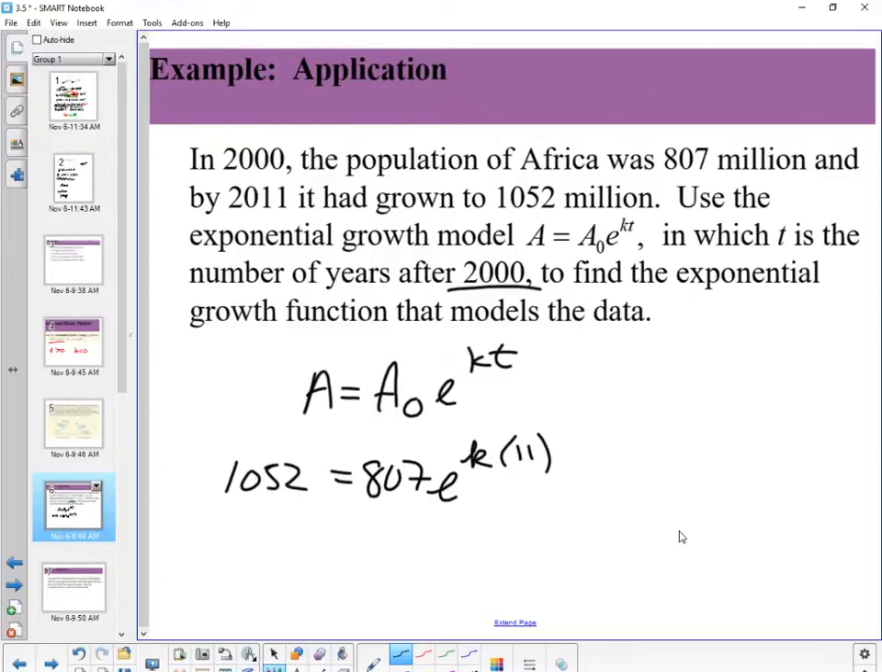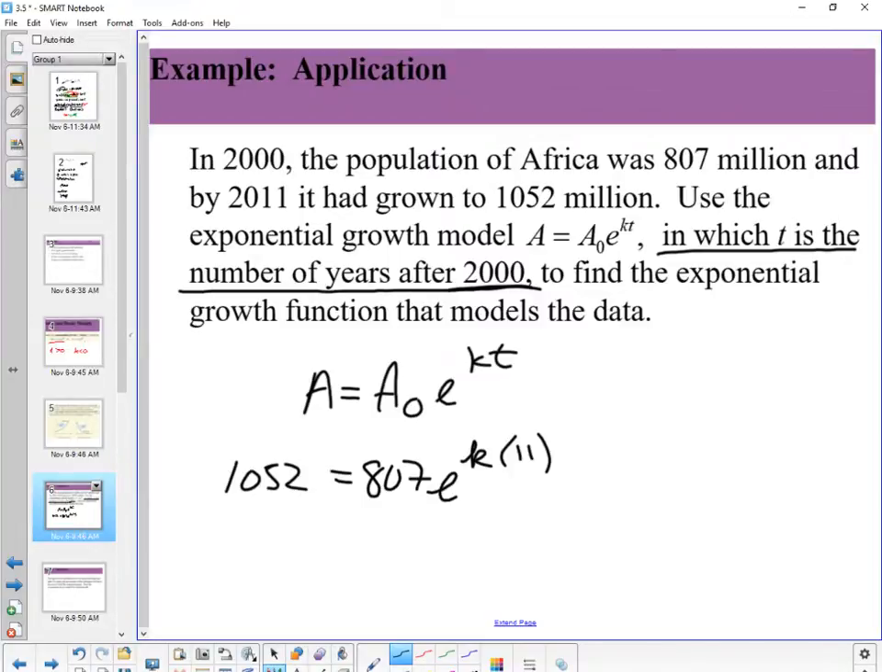Did you put the 11 there because of 11 years after? Yeah, T is for time. T is for the amount of time after 2000. And it says right here, T represents the number of years after 2000. You can't see that, I forgot, my bad. But yes, that's why it's 11.